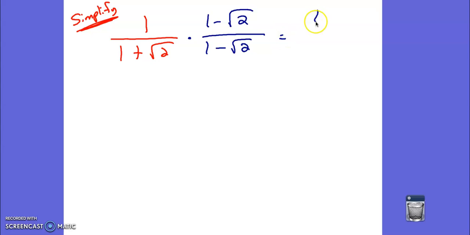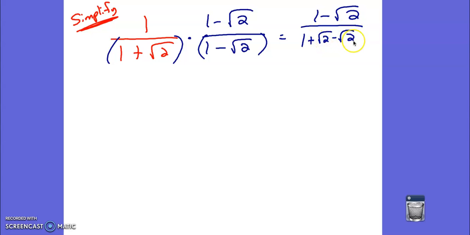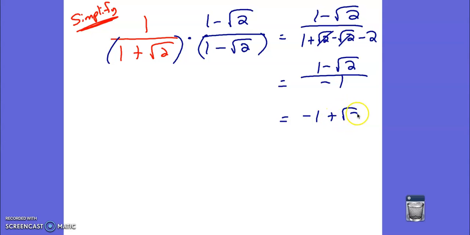And so here we're going to get 1 minus the square root of 2. And again, if you FOIL this, so here we're going to get 1 plus the square root of 2 minus the square root of 2, and then minus 2, if you FOIL that. So 1 minus the square root of 2 over negative 1, because these cross out. Then you remember you can't have a negative on the denominator, so it's basically negative 1 plus the square root of 2 will be your final simplified answer.